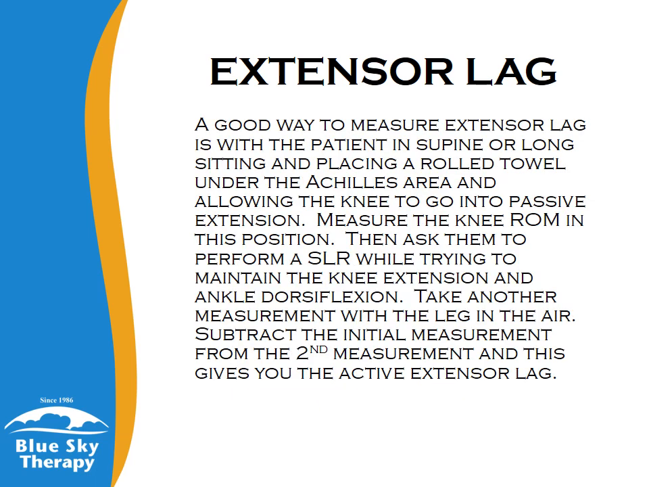A good way to measure extensor lag is with the patient in supine or long sitting and placing a rolled towel under the Achilles area and allowing the knee to go into passive extension. Measure the knee range of motion in this position. Then ask them to perform a straight leg raise while trying to maintain knee extension and ankle dorsiflexion. Take another measurement with the leg in the air. Subtract the initial measurement from the second measurement, and this gives you the active extensor lag.